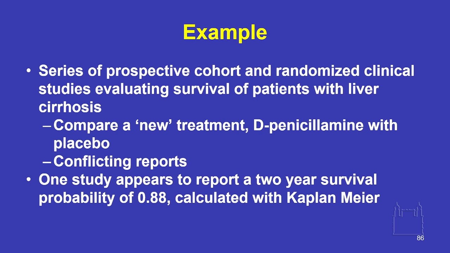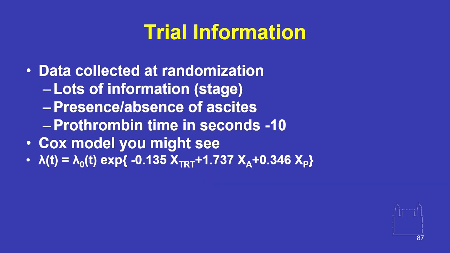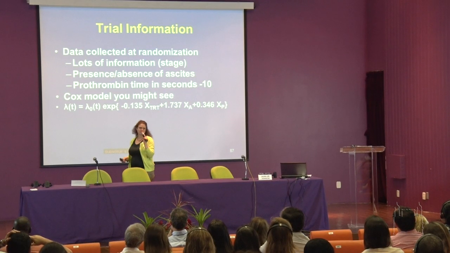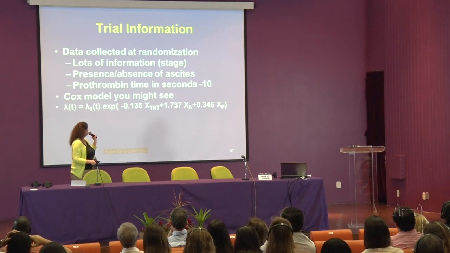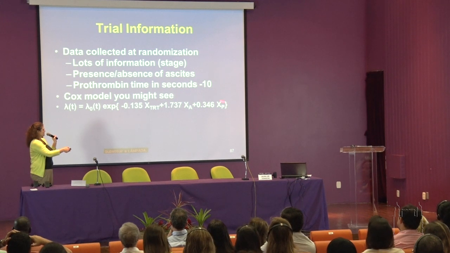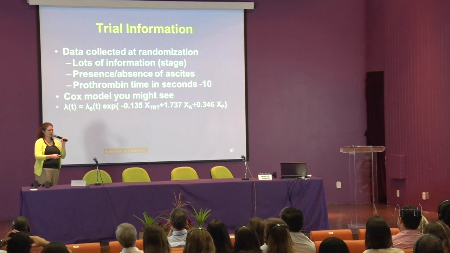So what happened here? Published in a very prestigious journal, I might add. But we'll try to slightly protect the innocent, or not so innocent. So they collected the data, lots and lots of information. Part of this information is presence or absence of ascites. One important thing to remember is ascites, if you have it, is indicative that you have worse disease. They also have prothrombin time and some other elements. Now, when we put prothrombin time into this model the way they did it, which was right, they subtracted 10 seconds. So when this X of P is 0, that means I have a prothrombin time of 10 seconds.